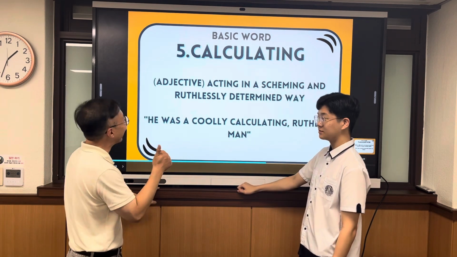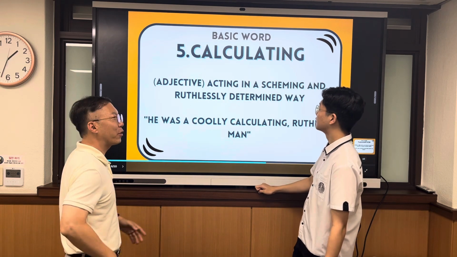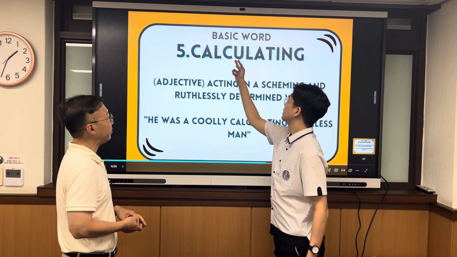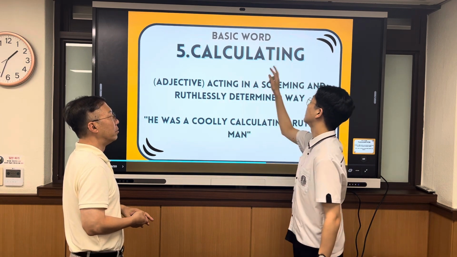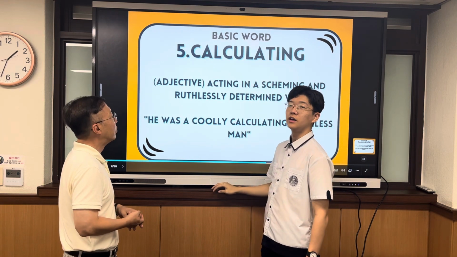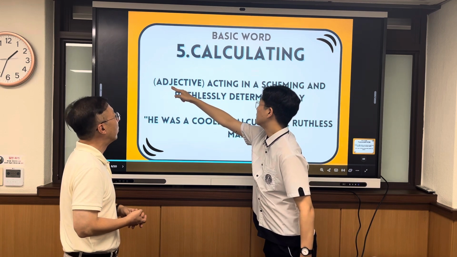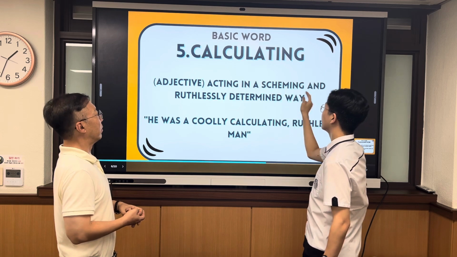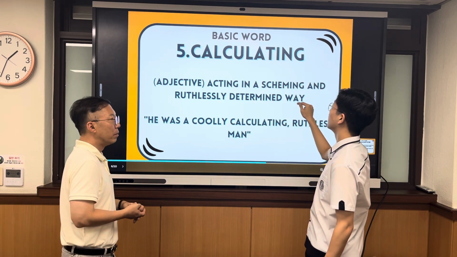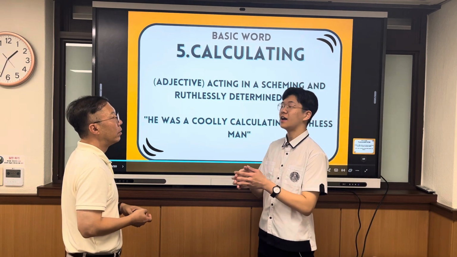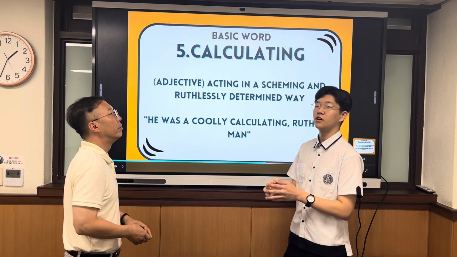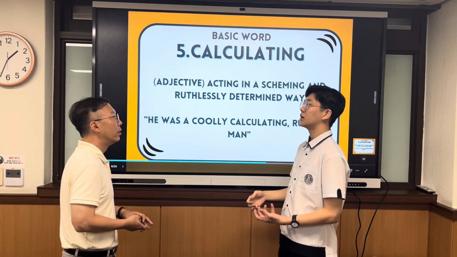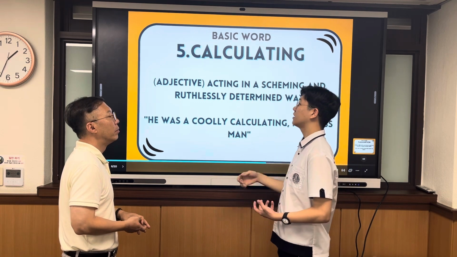Okay. Good. Our next word is calculating. What does calculating mean? This may be a word composed of calculate and doing something. So it's going to be an adjective, and this is acting in a scheming and ruthlessly determined way. So you count everything. You have to calculate everything in your mind, on your way. So you have to be ruthless, even cruel, to do something. So you gotta be not a human, but like a robot, should I say?